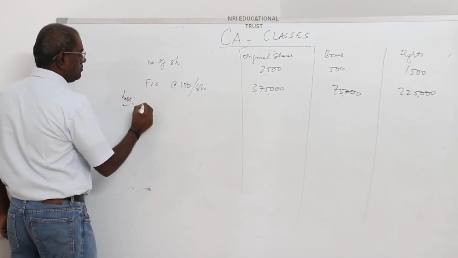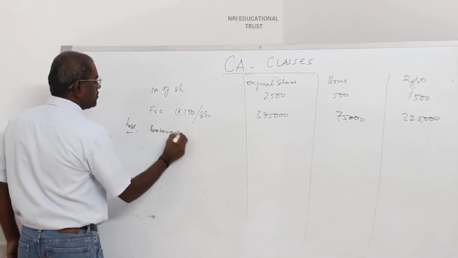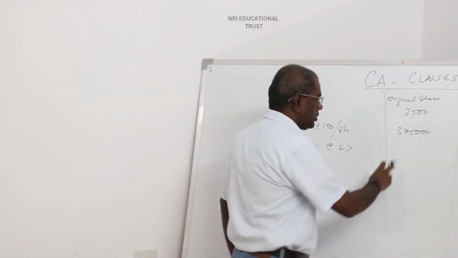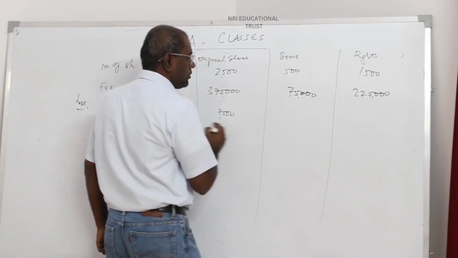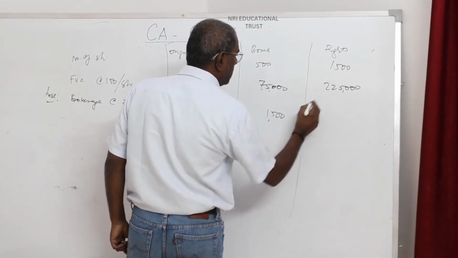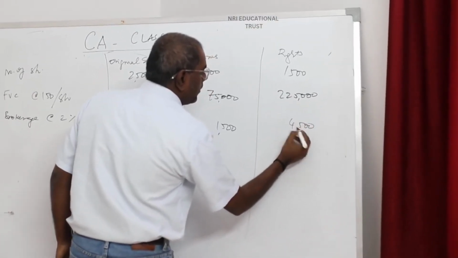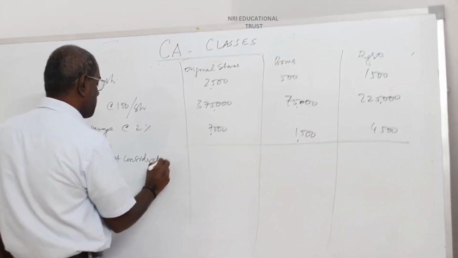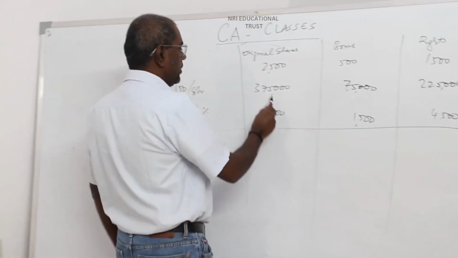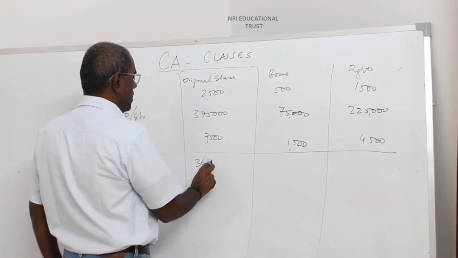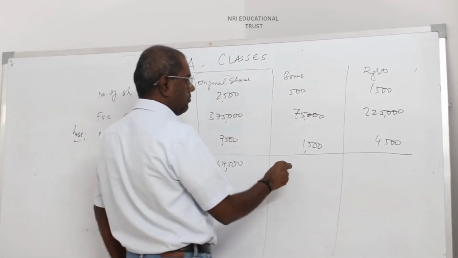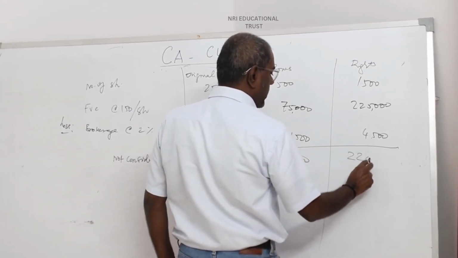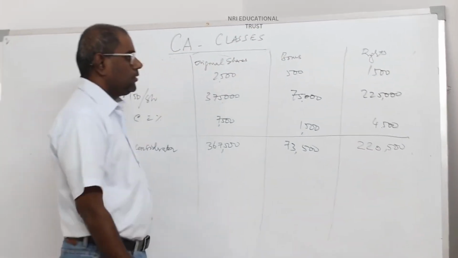Less brokerage, which is nothing but the expenses incurred on transfer, given in the problem at 2%. So on 3,75,000 it is 7,500, on the second 1,500, and on the third 4,500. Net consideration is 3,67,500, 73,500, and here it is 2,20,500. Please check.